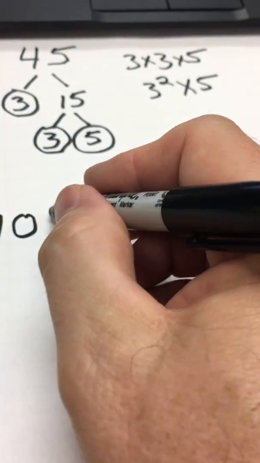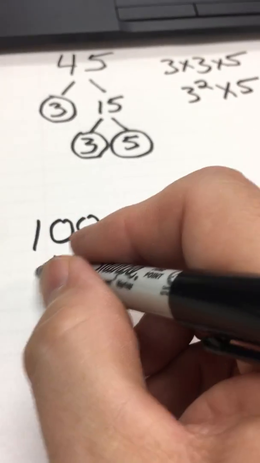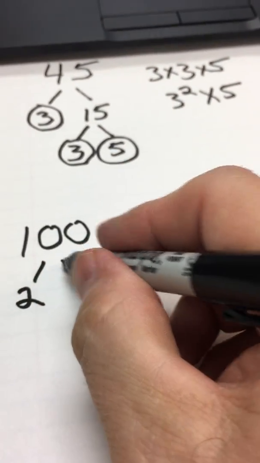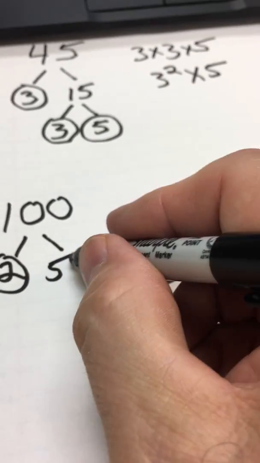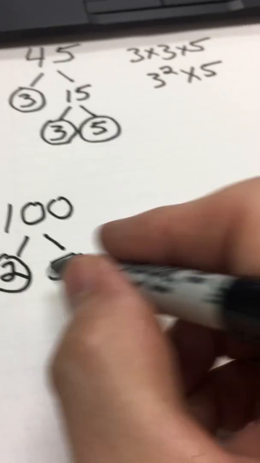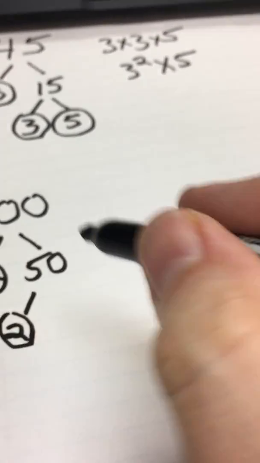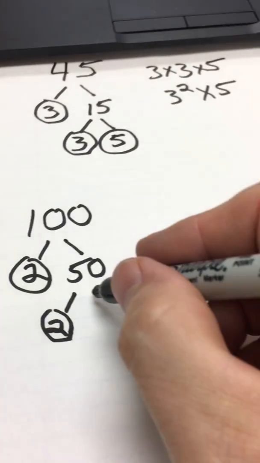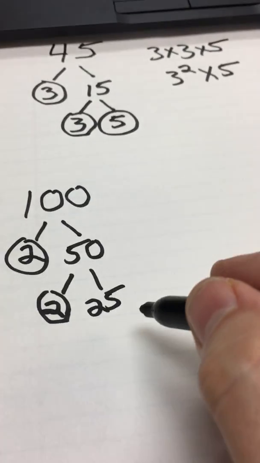Okay? Let's see if we can sneak one more in just in case. Let's go with 100. It's an even number, so we know that we can divide by 2. 2 times what number? 50. 50 is an even number, so I can again divide by 2. Oh, that's a lousy 2. And 25 times 2 is what equals 50.